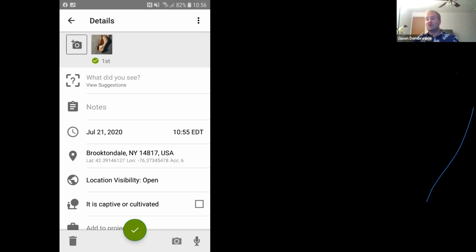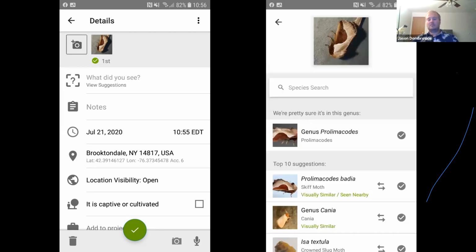Okay, but let's say you don't know what it is. Well, the nice thing is the artificial intelligence will tell you, hey, we're pretty sure it's a Prolimicodes. And, you know, the skiff moth, Prolimicodes badia, has been seen nearby, and it's visually similar, and by golly, it's right. And so you can actually identify a lot of the moths and a lot of other wildlife that you see if you get a good picture of it. Plus, by putting this data online, it gives us data to use and scientists all over the world that we can use. And we've been using this to document new invasive species, endangered species, so it's just such a great treasure trove. So please do use iNaturalist if you haven't used it.